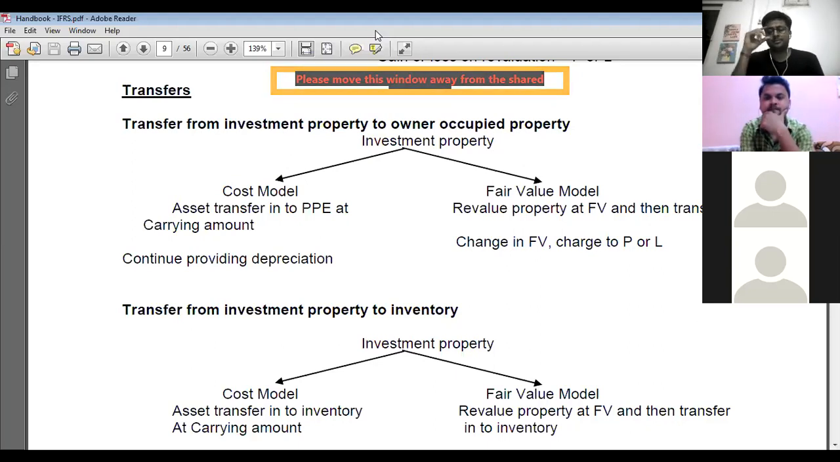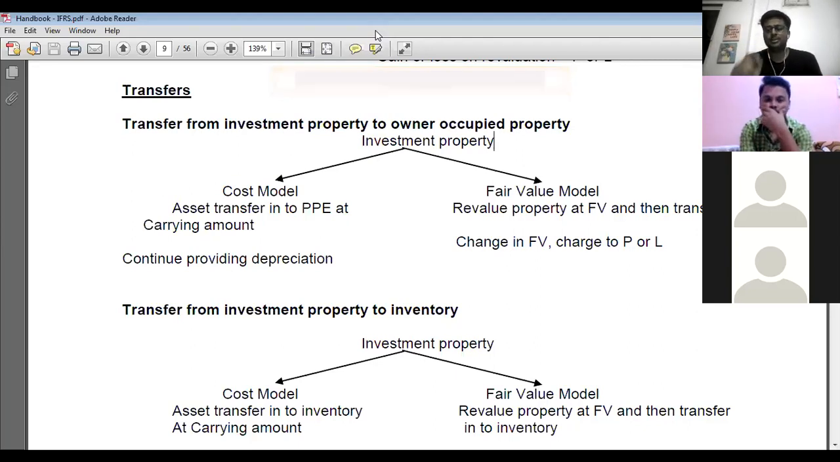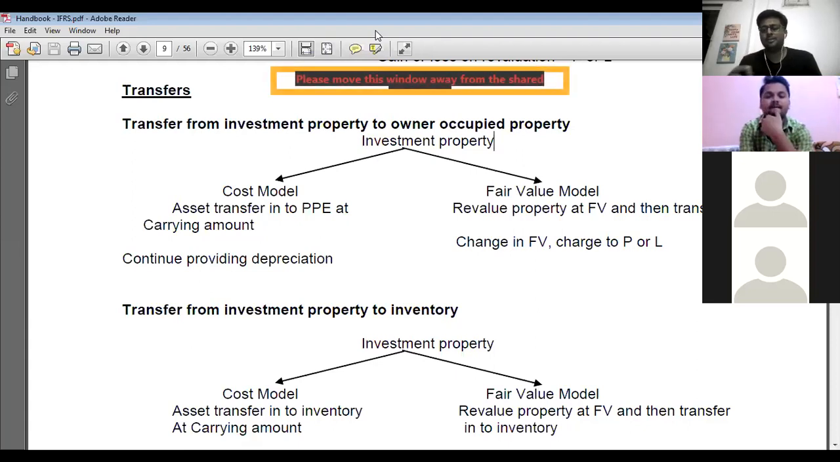So whenever we are recording this fair value change, what is the nature of the asset? It was investment property. So into investment property, any fair value change, where do we account? Into statement of profit or loss. So if the value is increasing, we will increase the value of the asset.